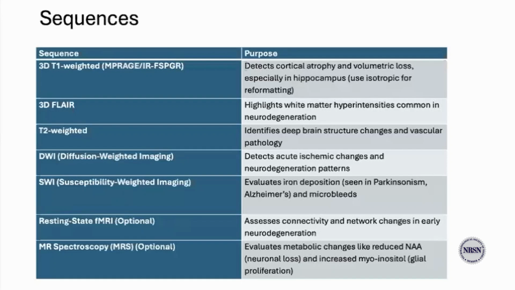pathology. We also do diffusion to detect acute ischemic changes or neurodegenerative patterns. SWI, very important to evaluate iron deposition, especially seen in Parkinsonism and Alzheimer's. And you can also pick out any microbleeds.